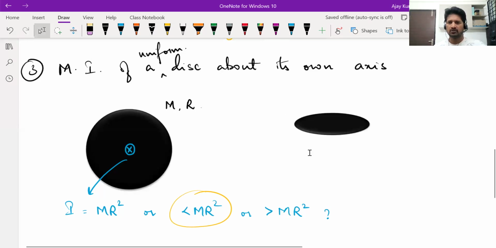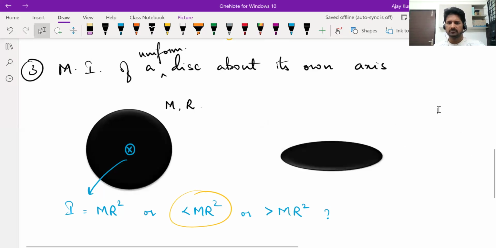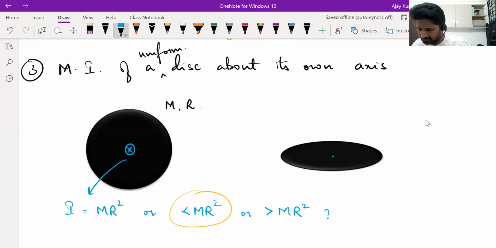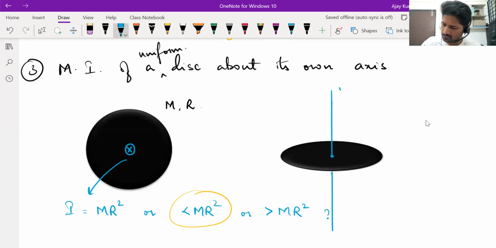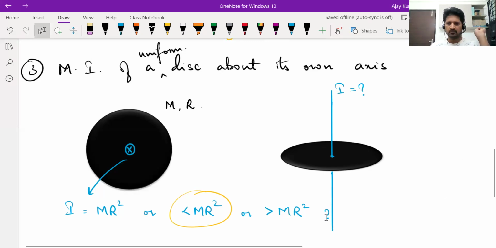So do this, all of you. Derive the moment of inertia of this disk about its own axis. This second diagram is when you look at it from an angle. Okay, axis passes through the center of the disk and is perpendicular to it. Okay, I can write a solid line. We expect the answer to be less than mr square.